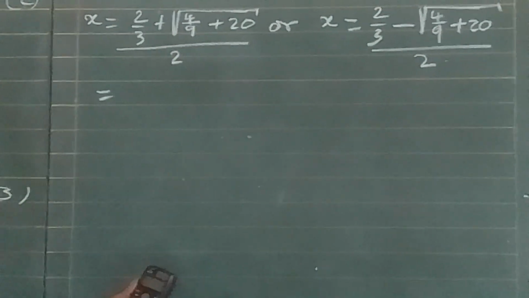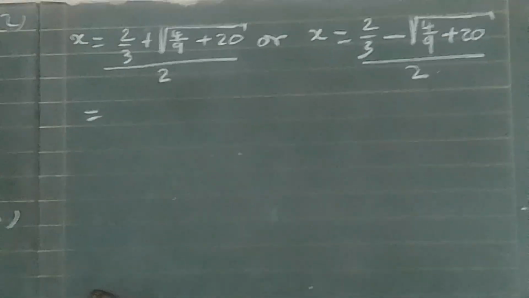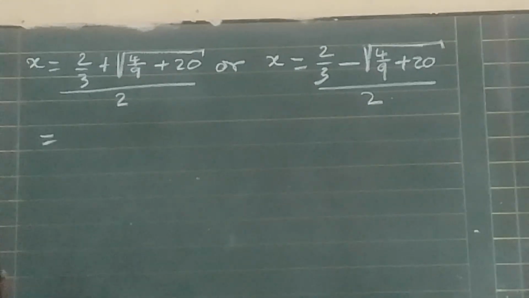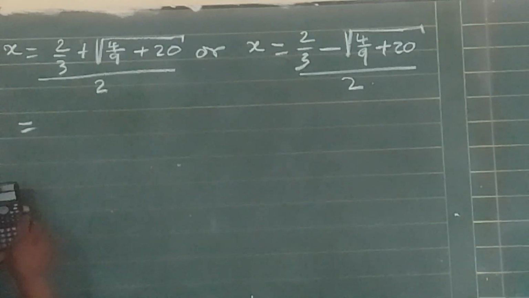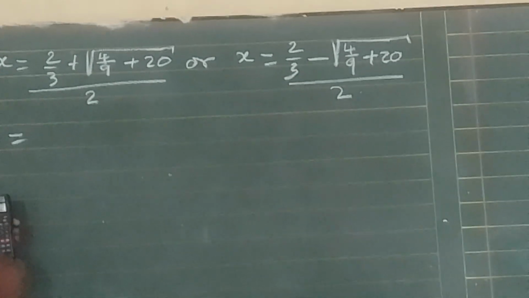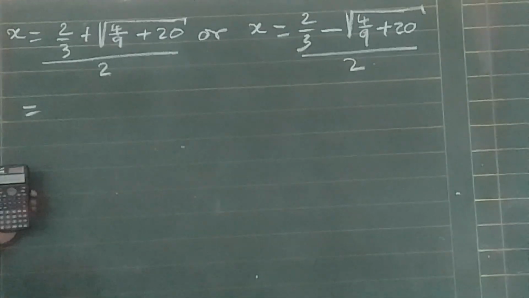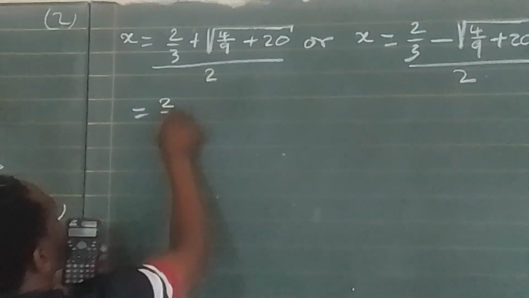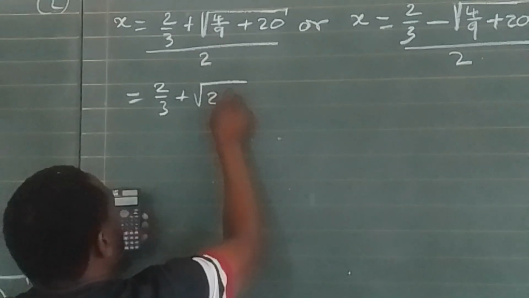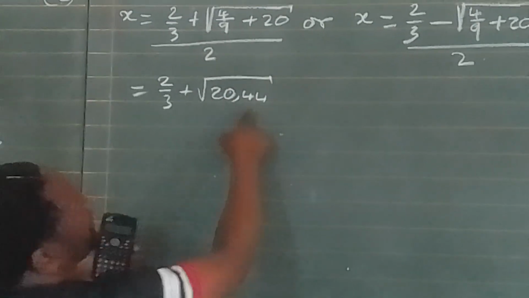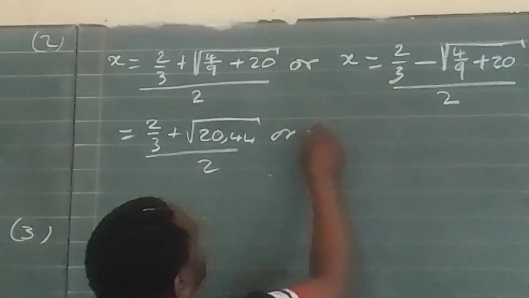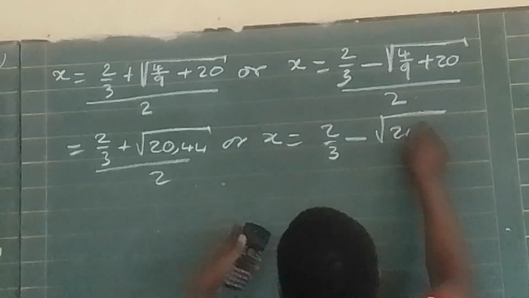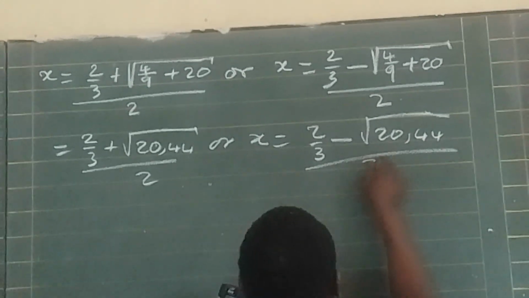I'll start here with my calculator. A square root of 4/9 plus 20 is equals to 20.44. This is 2 decimal places. So 2/3 plus the square root of 20.44 divided by 2, or x is equals to 2/3 minus a square root of 20.44, all divided by 2.